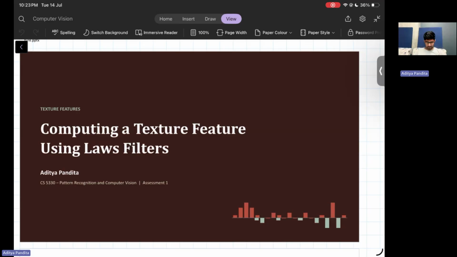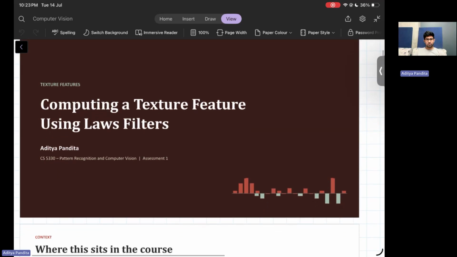I'm Aditya Pandita, and today I'm going to speak on the topic of computing a texture feature using Laws filters. Laws filters are a classical texture analysis method in computer vision, which uses a small set of hand-designed convolution kernels and produces a feature vector describing local texture at every pixel. Today, we are going to talk about where these filters come from, how they are built, and how they turn into a usable per-pixel descriptor.